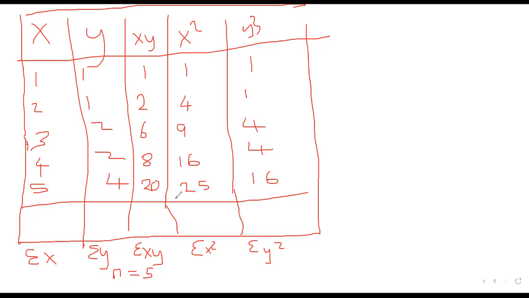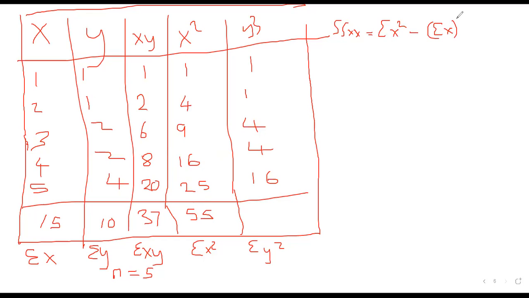The first one is 15. 15, 10. 10 here, 37 here, 10 there, 55 here, 26.